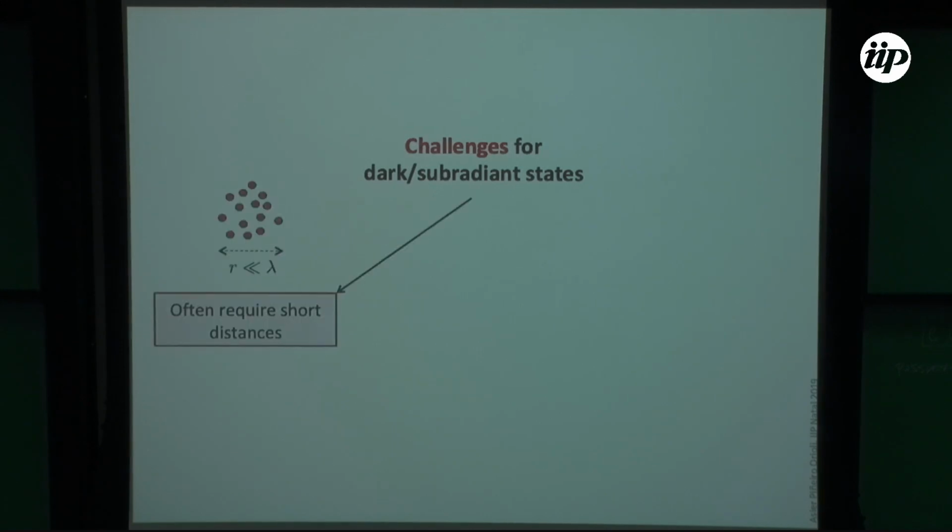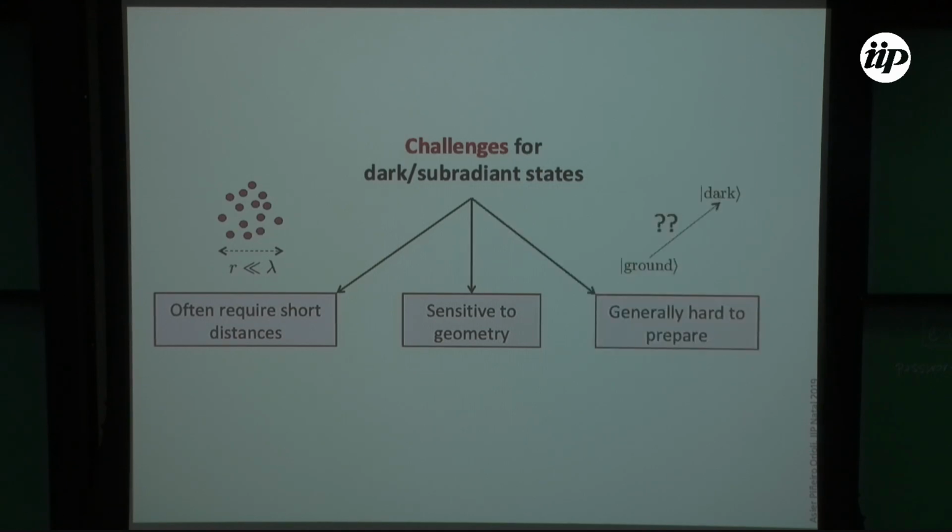And one of the difficulties is that often proposals for generating subradiant states require the atoms to be very close to each other in order to enhance the dipolar interactions between them, in particular close compared to the wavelength of the transition. And this can be very hard to engineer in most cases. Another difficulty is that these states are generally very sensitive to the geometry of the system and also to other details, and that these states are generally very hard to prepare because of their weak coupling to the electromagnetic field.